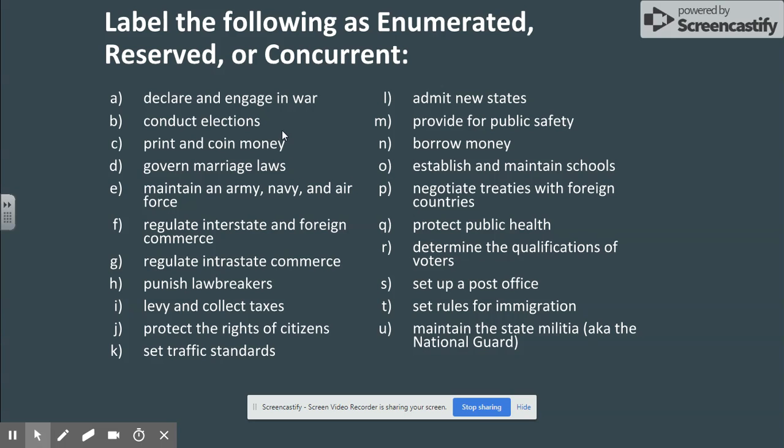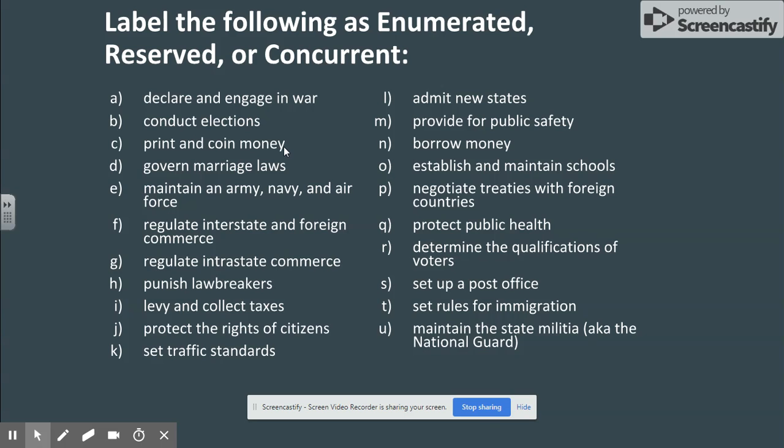All right, letter A. Who can declare and engage in war? Well, that's going to be an enumerated power. If each state could decide whether they want to go to war, that would be trouble. So that's enumerated. Who conducts elections? It's actually the state government who is in charge of how the elections happen. Who can vote? Can prisoners and felons vote? They decide a few things. There are some national laws, but the states decide how they're run.